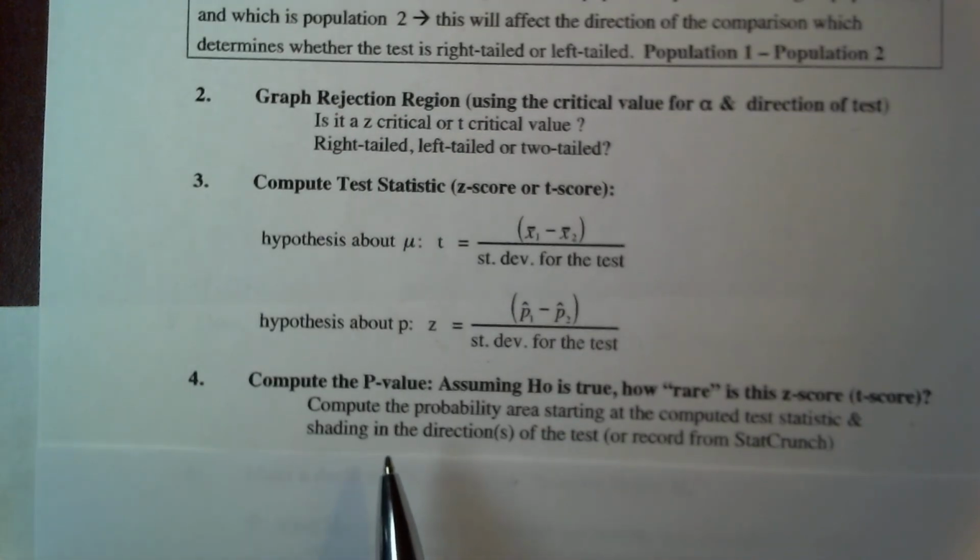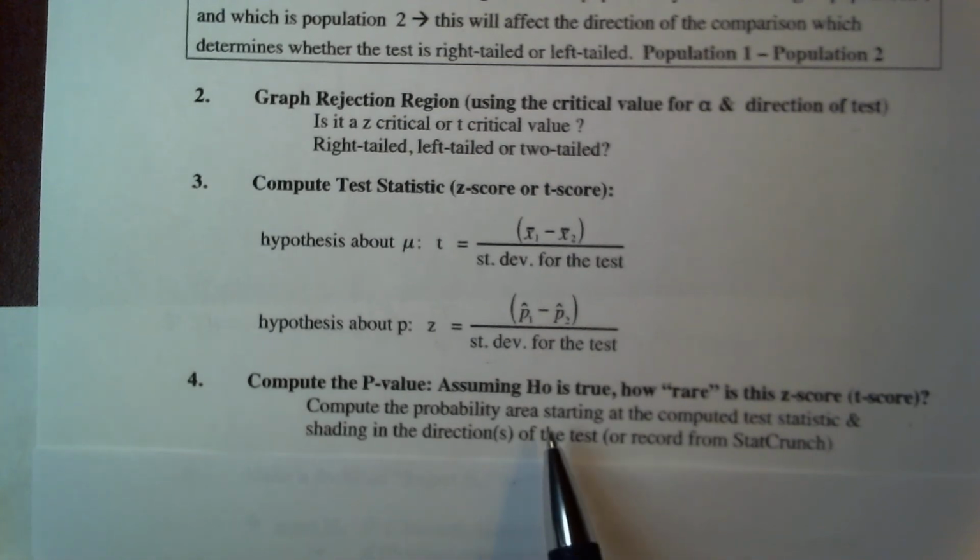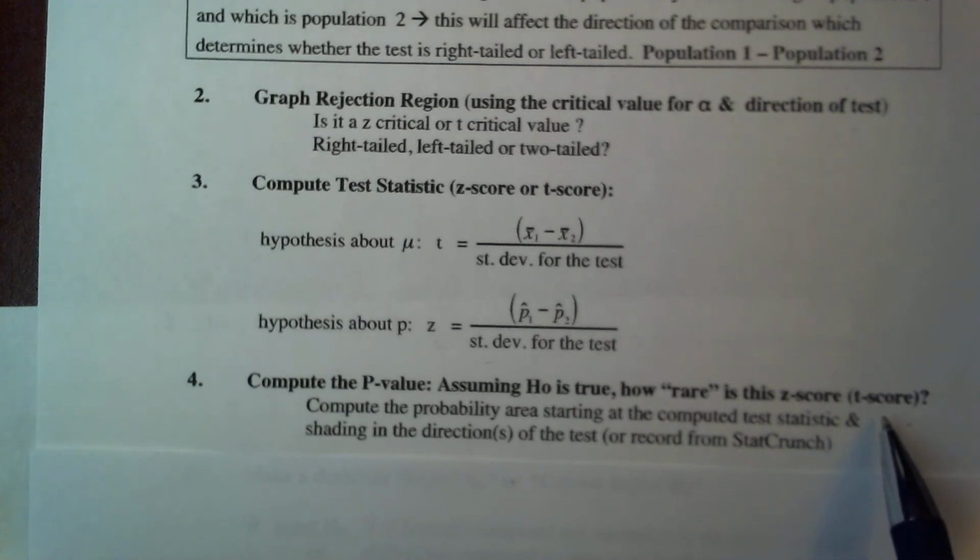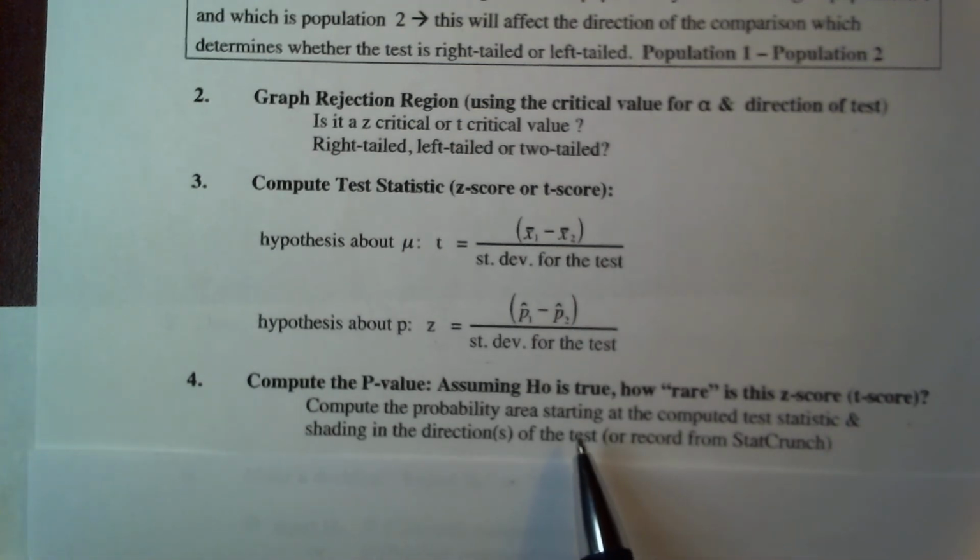Then step 4 is we compute the p-value. We're assuming that the null hypothesis is true. How rare is the z-score, or the t-score? And again, we can easily compute the p-value when we have a z-score, but if we use the t-score, that gets difficult, and we typically want to use technology to come up with an accurate answer. We get a range perhaps when we do the t-score, but to get the real p-value, we need to use technology.